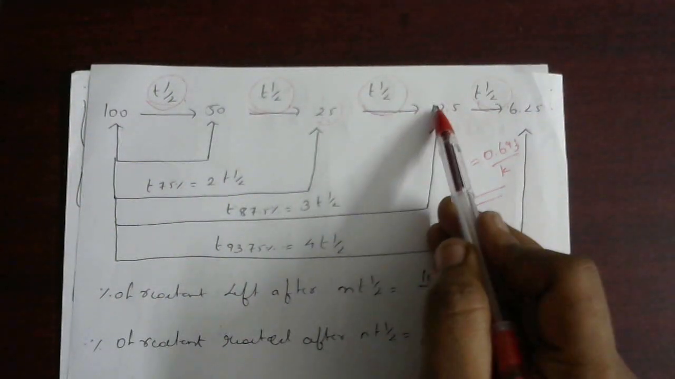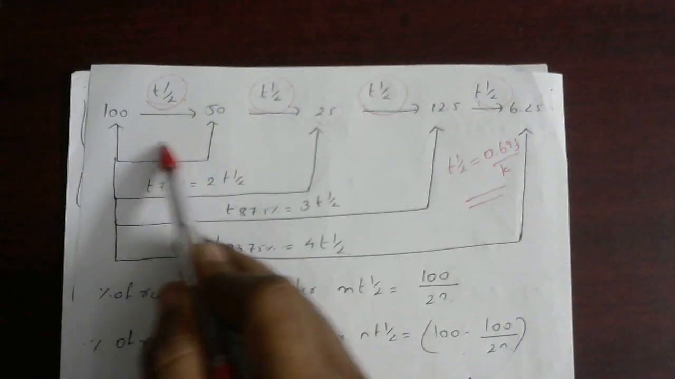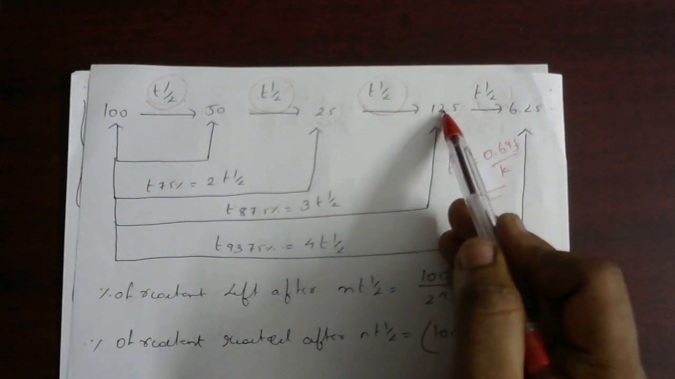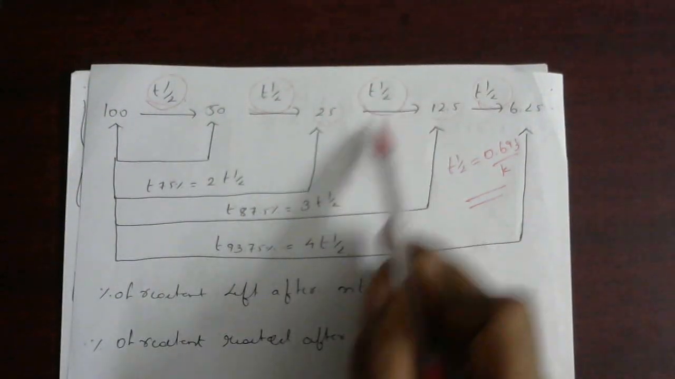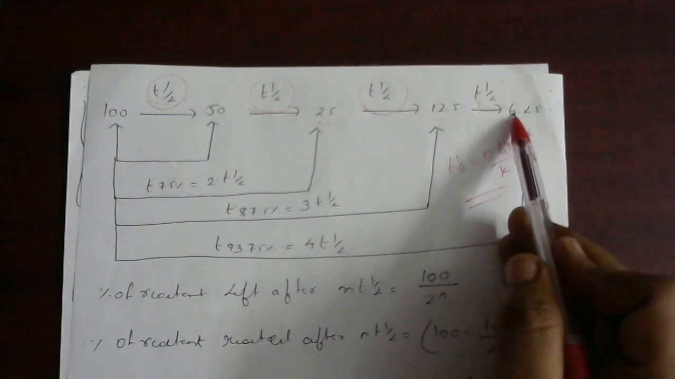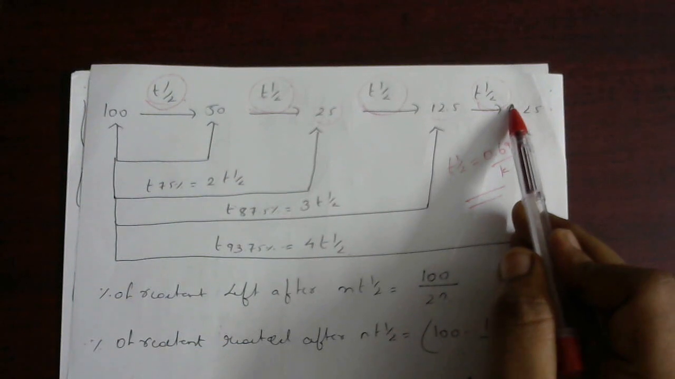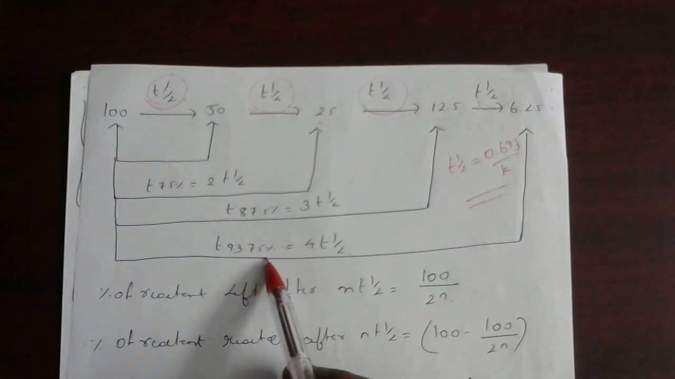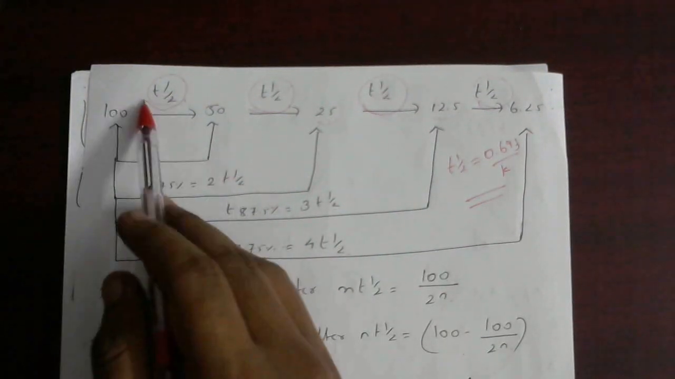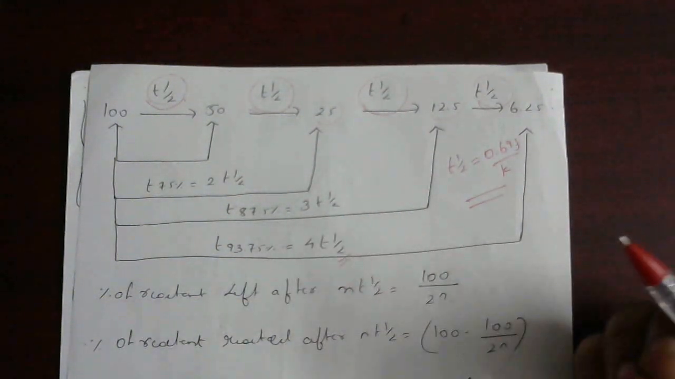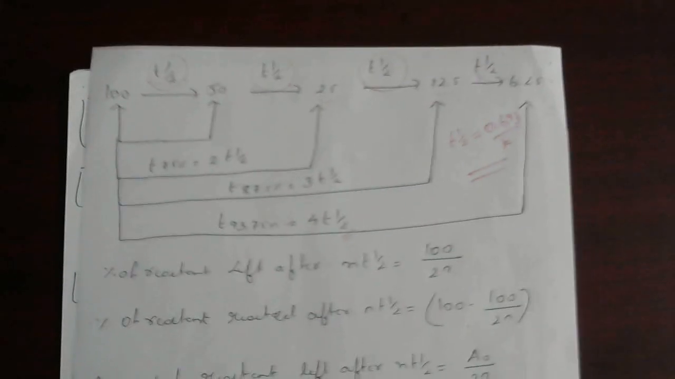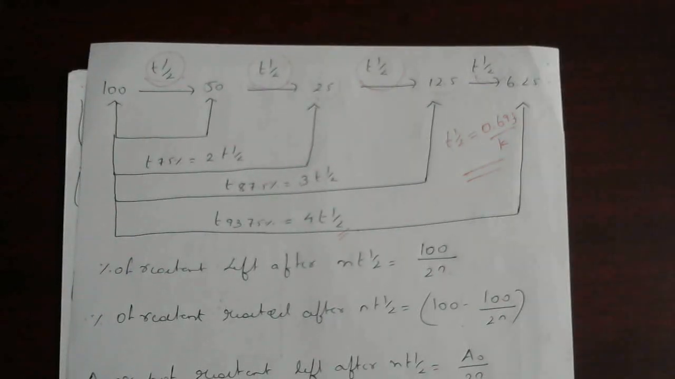And let me take this one. How much is remaining? How much it got reacted? 87.5 equal to 3 times T half. Then 6.25 remaining. How much it got reacted? 93.75 equal to 4 times T half. That's it, guys. The same thing I have written here also.